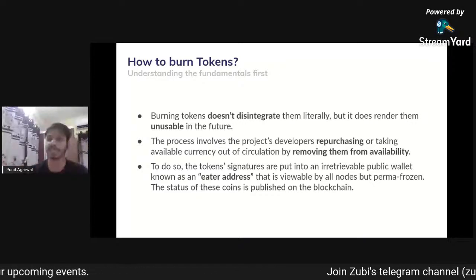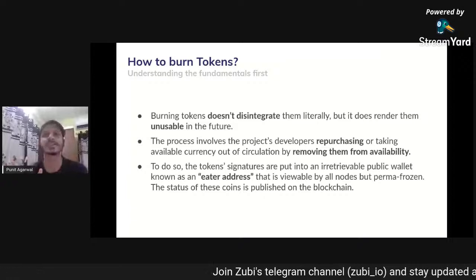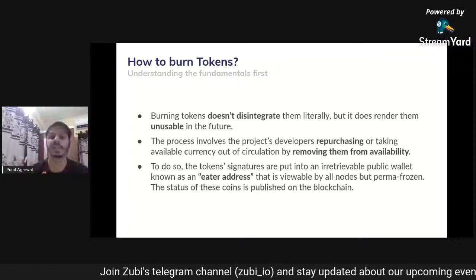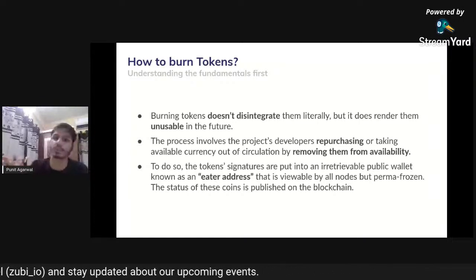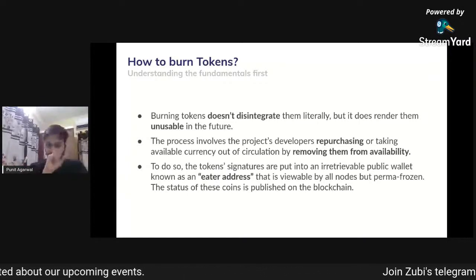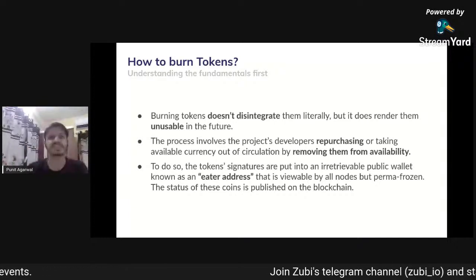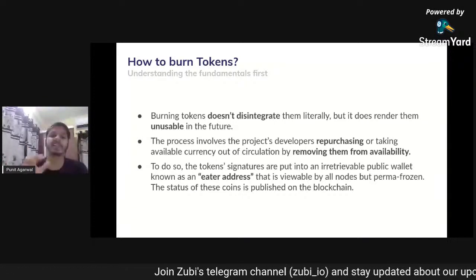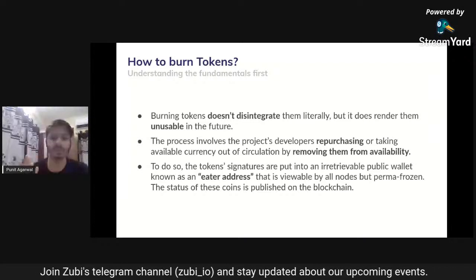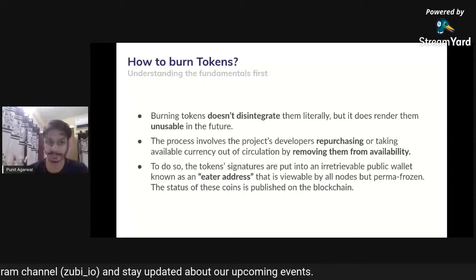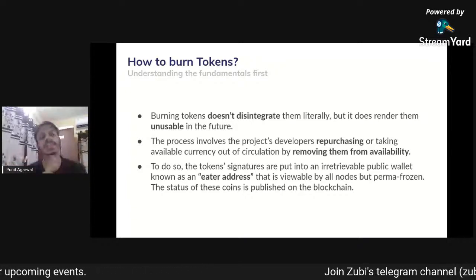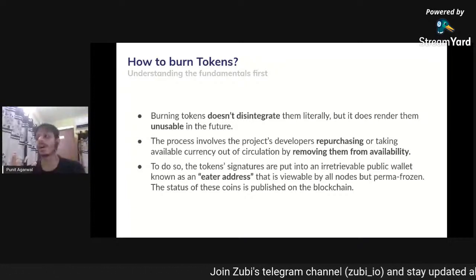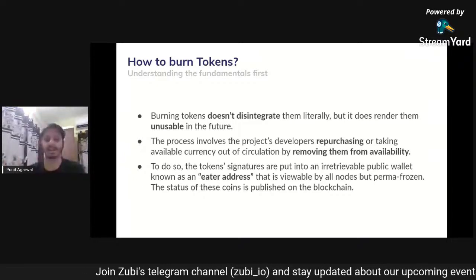It doesn't have any private key associated with it, and the address for this particular wallet is usually denoted with 0000000. So this is a public wallet which has an Ether address, and it can be viewed by all the nodes but is permanently frozen. The status of these coins is published on the blockchain, so anyone can actually see whether these coins are getting burned or not.